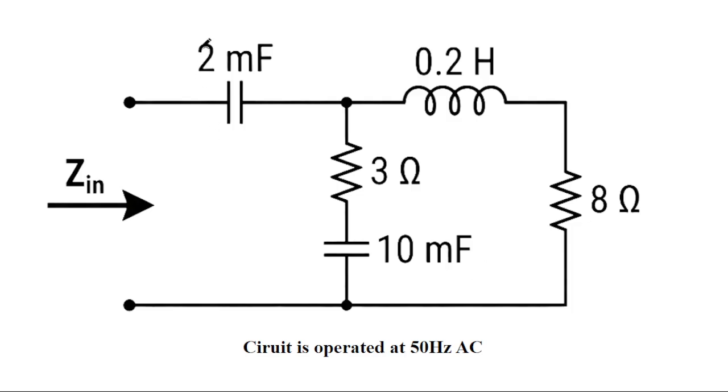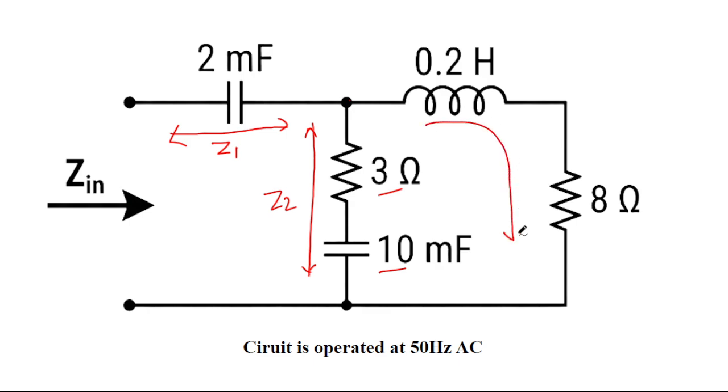Let me first assume that this first 2 mF capacitor is the first impedance, that is Z1. It is connected between these 2 points. And between these 2 points, one 3 ohm resistance and a 10 millifarad capacitance are connected. Let me say this is impedance Z2. Similarly, the series connected inductance and resistance is Z3.